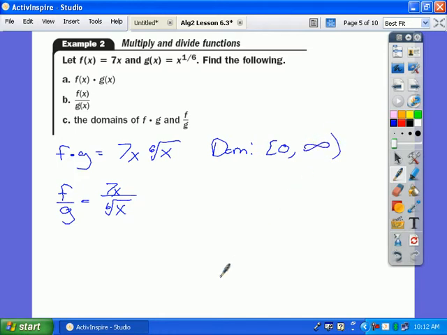I can plug in 0. I'm allowed to plug in 175, 97. I'm allowed to plug in -3. I can put a -3 here, but I'm not allowed to have a -3 there, and therefore the domain is from 0 to infinity.